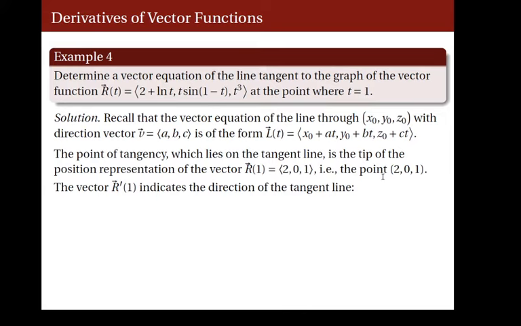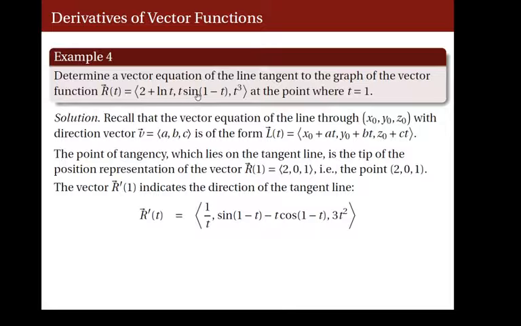Okay? Now, recall that the vector r prime of 1 indicates the direction of the tangent line. And so we need to compute the first derivative of r evaluated at 1. Okay? Now, r prime will be the vector whose coordinates are the derivatives of these functions here. So let us differentiate 2 plus ln t. The derivative of 2 is 0, and the derivative of ln t is 1 over t. So we get 1 over t.